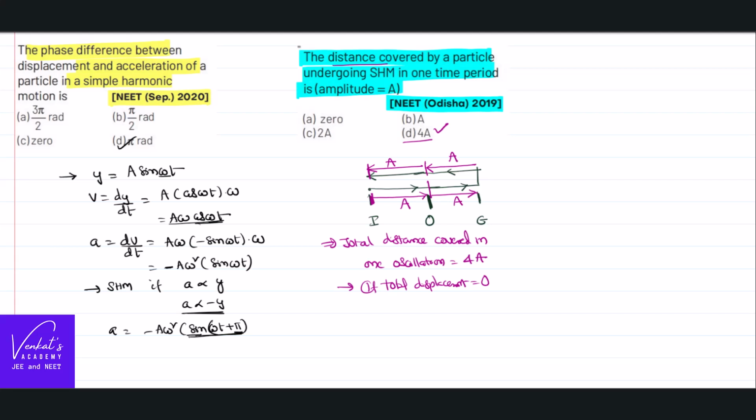So if you want the phase difference between acceleration and displacement, the acceleration phase is omega t plus pi. Minus the phase of displacement, which is omega t. Omega t cancels and pi remains. That's the answer for the problem. That's how we solve this problem. Thank you for watching.